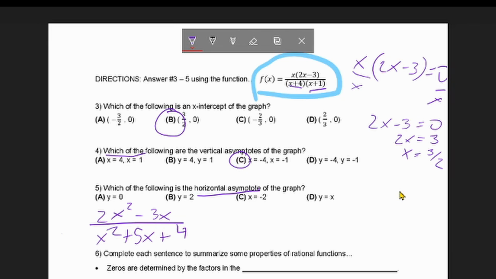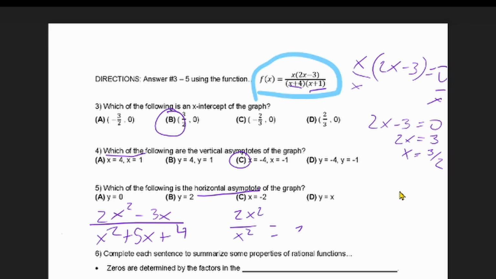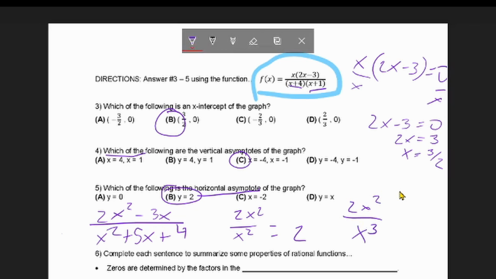When the powers are the same in the numerator and the denominator, we just take the ratio of that. So we'll have 2x squared over just an x squared. So that's going to be 2. So our horizontal asymptote will be at y equals 2. If for example instead of 2x squared this was an x to the third, then the horizontal asymptote is always going to be 0.